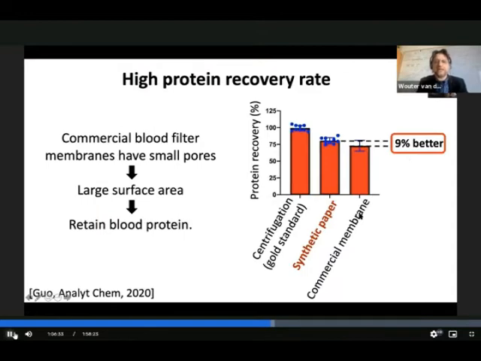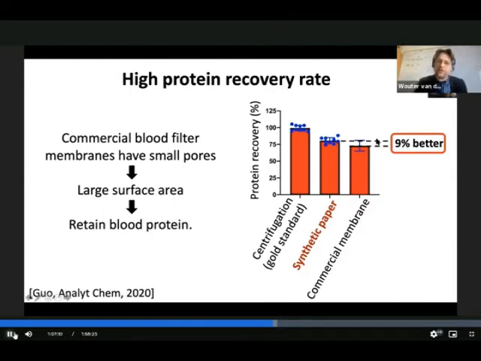Now, why is this interesting? Because today it's also possible to filter blood, but you use a filter on top of another filter. The blood has to go through a filter, and this filter has to have very small holes. And when it has very small holes to hold the cells, it also has a large area, and it binds the protein from the blood. So you get your plasma through, but a lot of the protein from the plasma remains inside the filter. In our case, we have a very big filter, very big holes, so we have much less surface area. So we have much less protein that is bound.